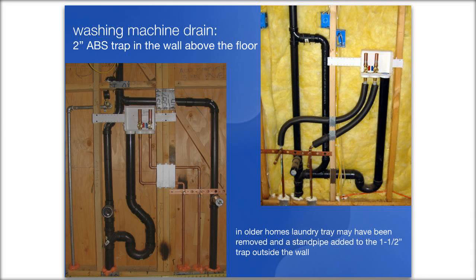Washing machine drains, the code requires them to have a 2-inch ABS trap in the wall above the floor. It's very particular. It's supposed to be between 6 and 18 inches above the floor inside the wall. Sometimes in older homes, they've adapted what used to be a laundry sink. They removed the laundry sink and then adapted that stub out to put a little trap on it for the washing machine. And those are often undersized. They're typically only 1.5 inches. So you will encounter that often.